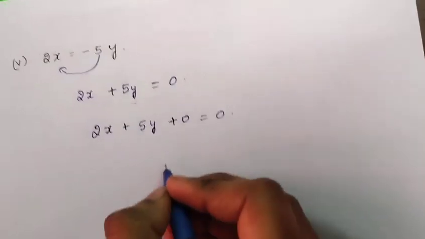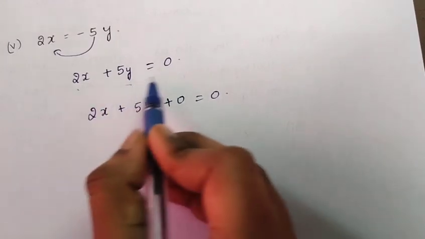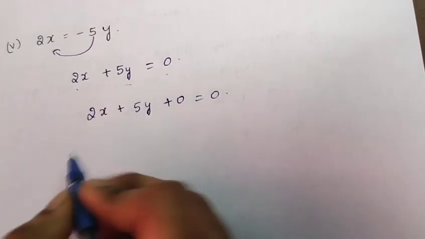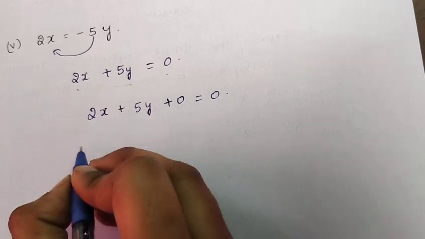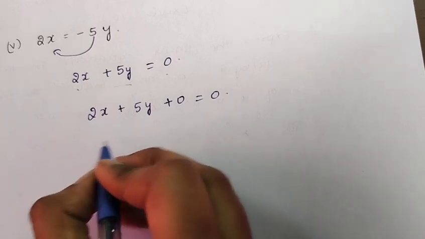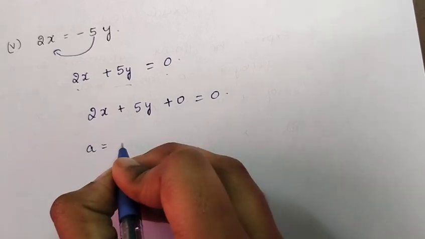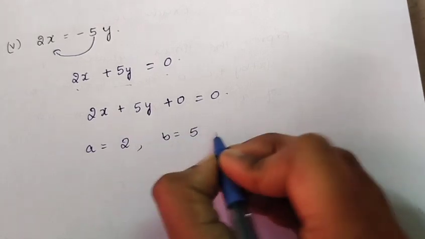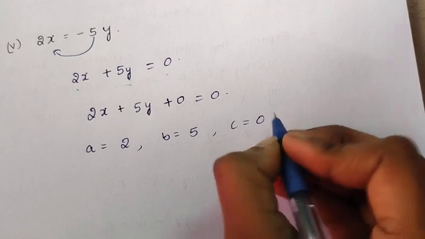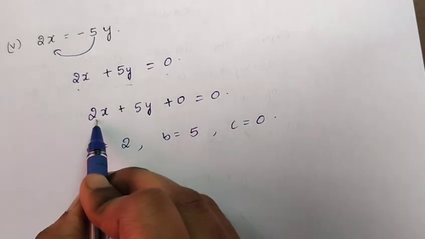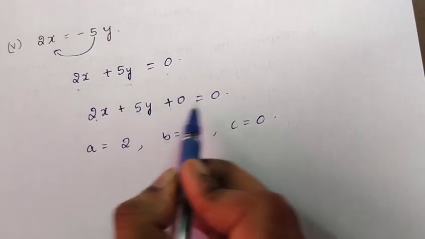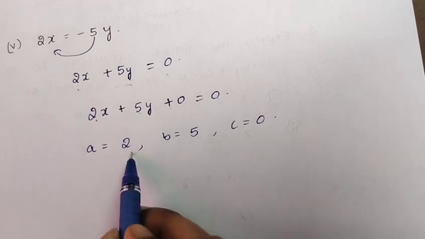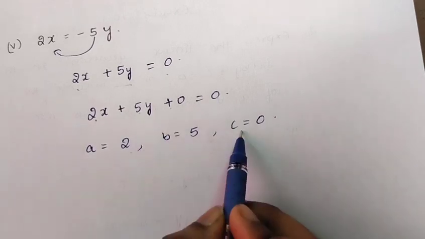This is your standard form. In exam, even if you write this equation, you will be getting the marks. No need to worry about that. Now we have to write the values of a, b and c. A is equal to 2, b is equal to 5 and c is equal to 0. On comparing with standard form, ax plus by plus c is equal to 0, you will get the value of a as 2, b as 5 and c is equal to 0. So next, without delaying, we'll go for the next question.